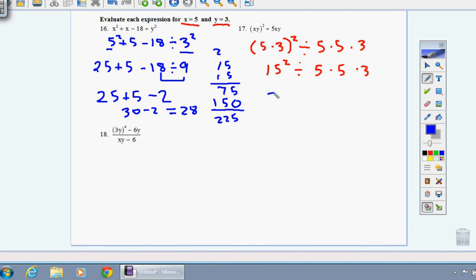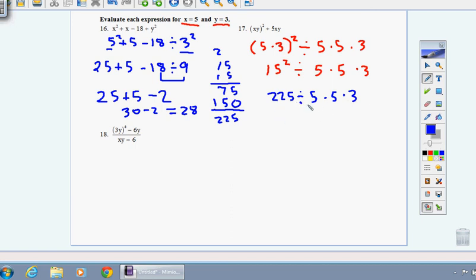So, I have 225 divided by 5 times 5 times 3. Now, here's where the biggest mistakes happen. Okay? We do not want to do 5 times 5 times 3 first, even though it's multiplication, because remember, multiplication and division go hand in hand.